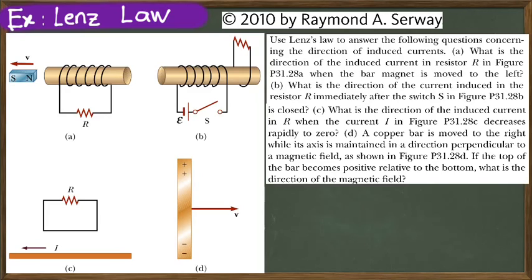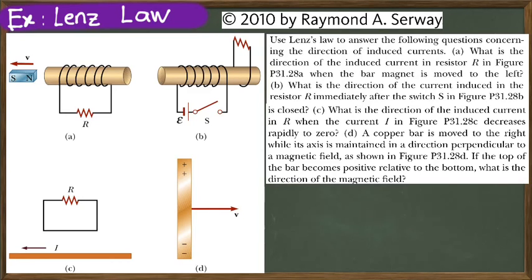Any questions about the third one? What happens if the current is increasing through the cable? It must be counterclockwise. If the current is increasing, then the flux through the loop is increasing, and the induced current must decrease this flux.